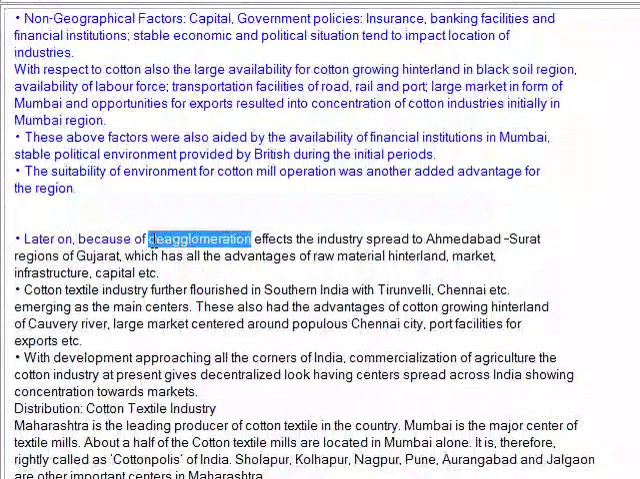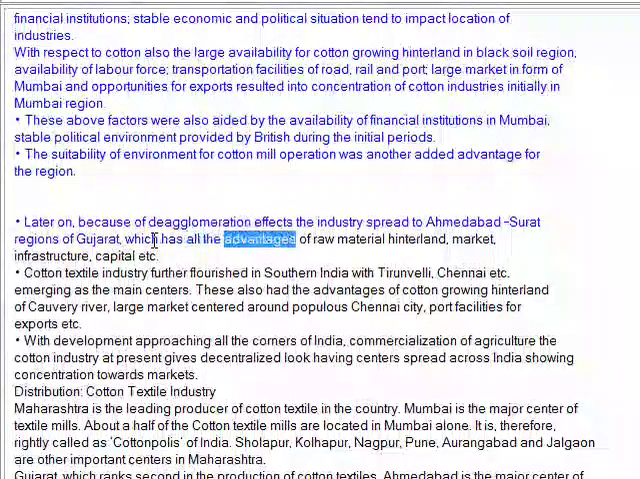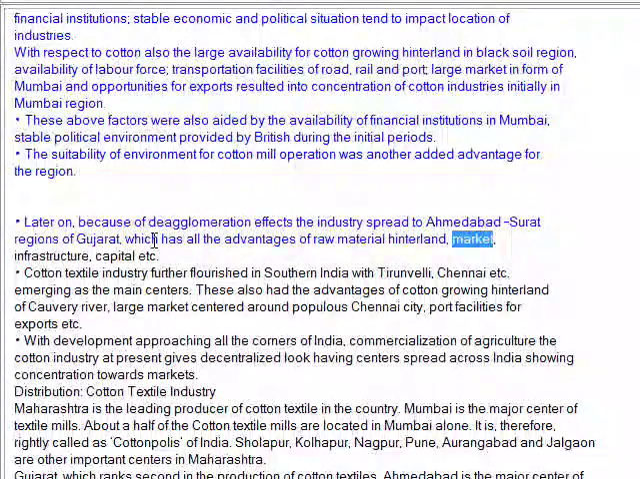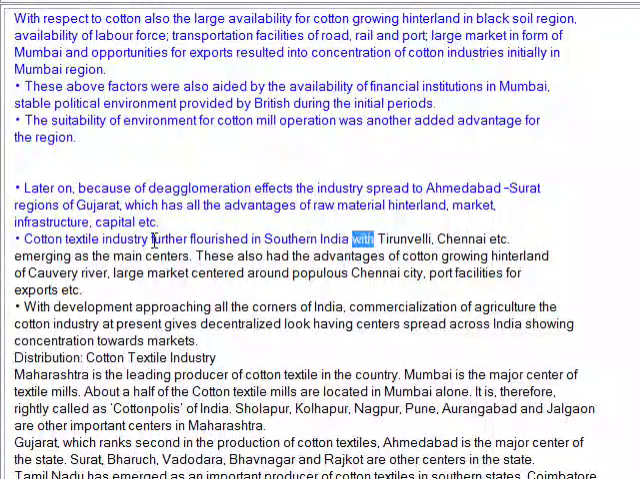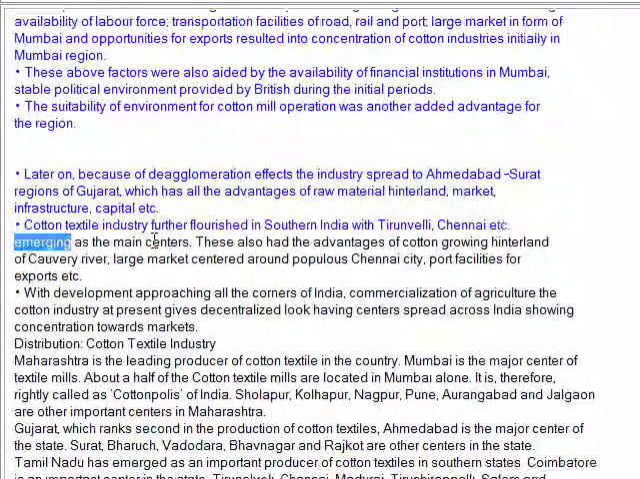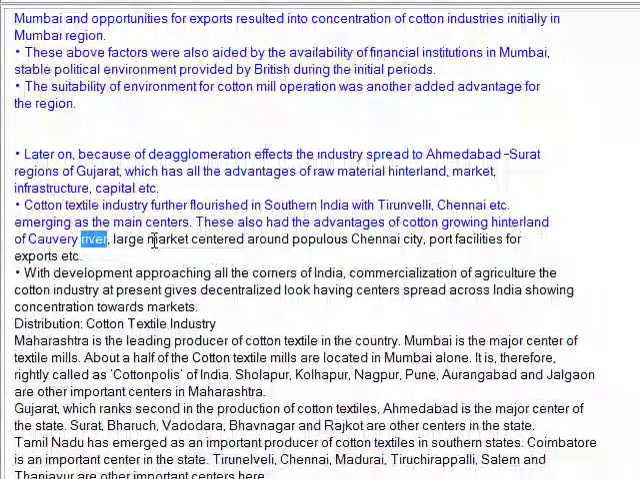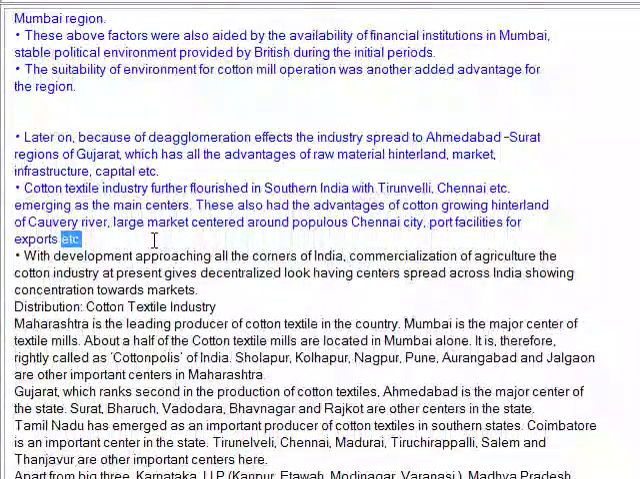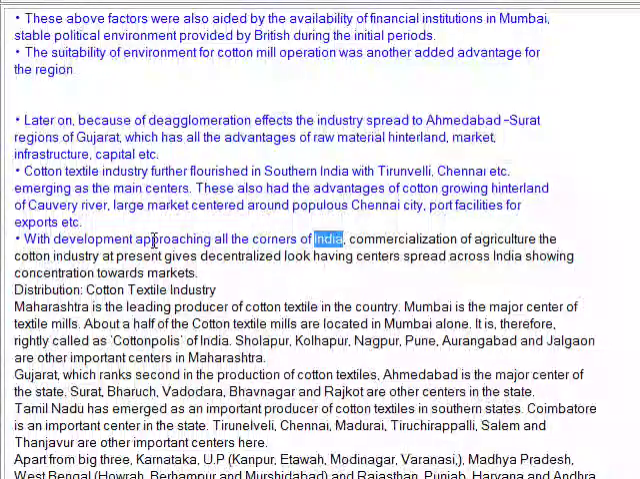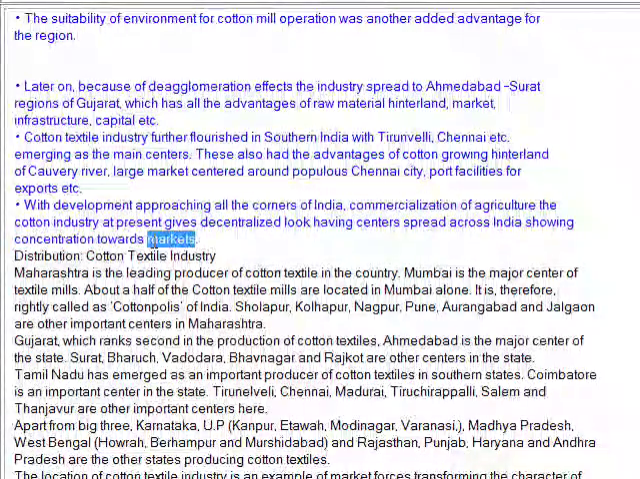Later on, because of deglomeration effects, the industry spread to Ahmedabad and Surat regions of Gujarat, which have all the advantages of raw material hinterland, market, infrastructure, capital, etc. The cotton textile industry further flourished in southern India with Tirunelveli, Chennai, etc. emerging as the main centers. These also had the advantages of cotton growing hinterland of Kaveri River, large market centered around populous Chennai city, port facilities for exports, etc. With development approaching all the corners of India and commercialization of agriculture, the cotton industry at present gives a decentralized look, having centers spread across India showing concentration towards markets.